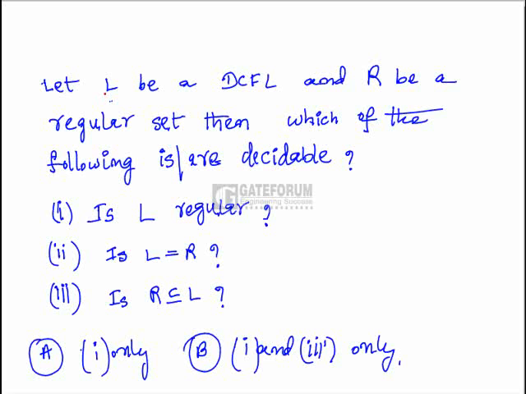Let L be a DCFL. DCFL means deterministic context free language, and R be a regular set, then which of the following is decidable? One or more may be decidable. The first is, is L regular? The second is, is L equal to R? The third is, is R a subset of L? So these are the three things given. Is L regular? That is the question.